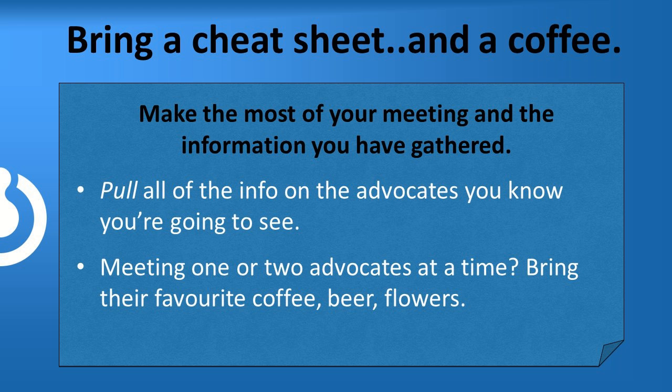And this is where you can get clever, but it's a little bit of work, and you'll have to study a little bit or have this cheat sheet around. So pull all of the info of the advocates you know you're going to see that day. So if you're at the booth or at the registration table, you know certain advocates are coming. So make the most of this time by using the information you have gathered.